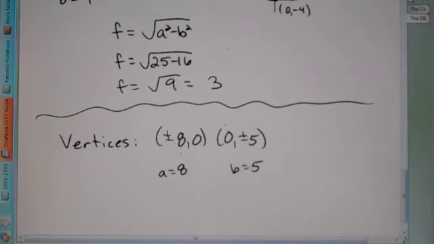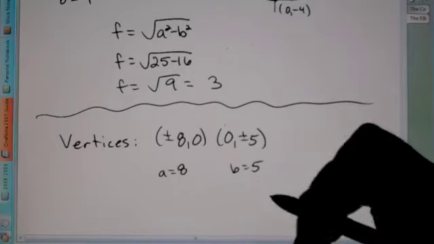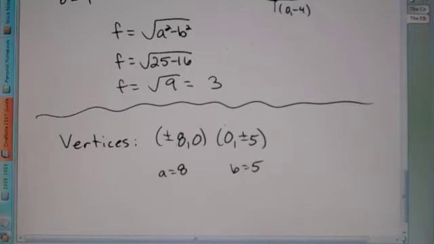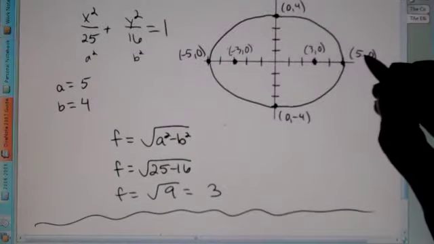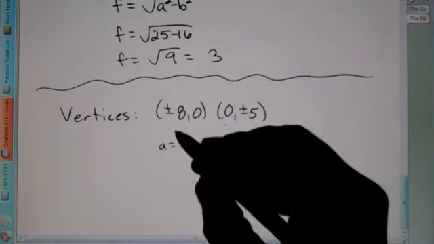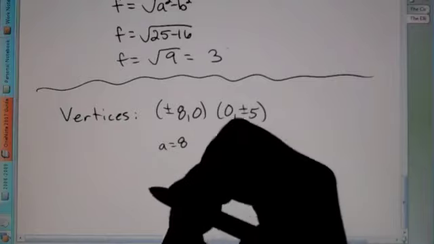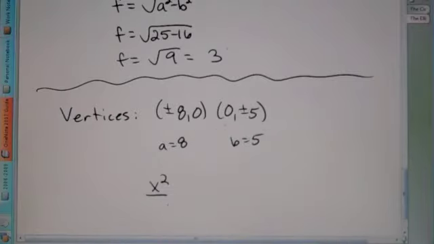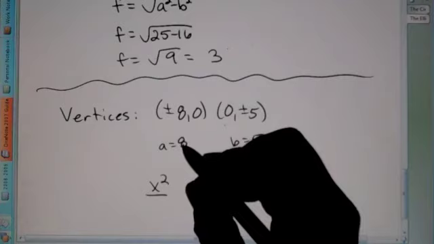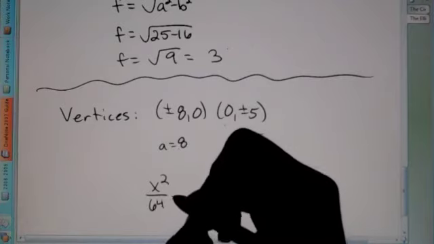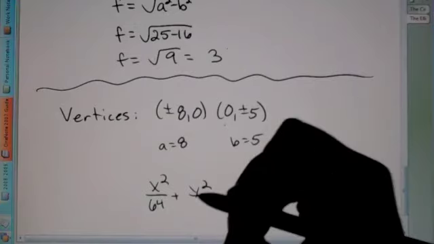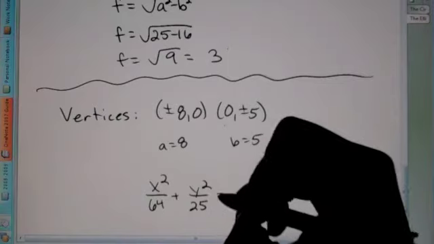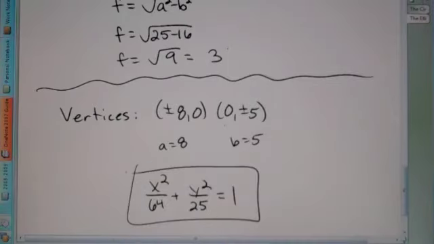So the question is, what axis is a on? Well, in my coordinates, if the number comes first and 0 is second, that means it's on the x-axis. Just like here, we have 5, 0, negative 5, 0. So I know these coordinates are on the x-axis, so x squared over a squared. If a is 8, a squared is going to be 64. Y squared over, and now here we have 5, so we're going to square that. For b squared, we get 25 equals 1. So this would be our final answer.